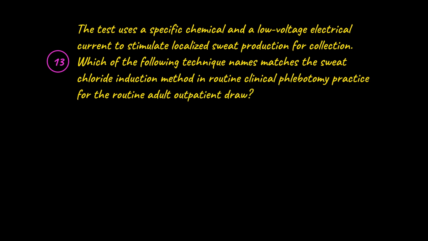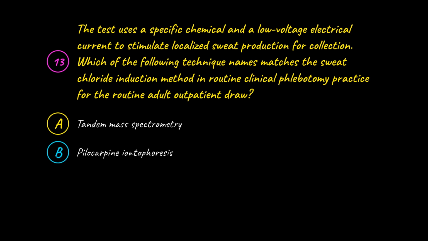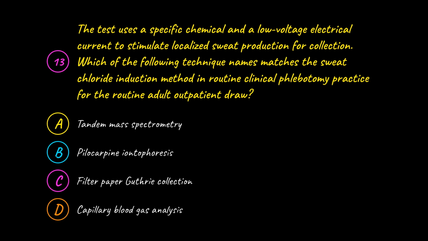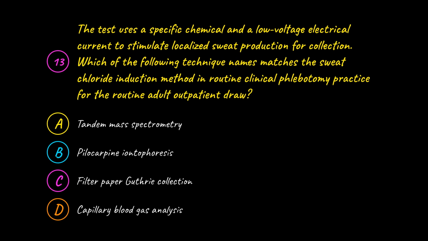Your options are A. Tandem mass spectrometry, B. Pilocarpine iontophoresis, C. Filter paper Guthrie collection, D. Capillary blood gas analysis. Pick one. Trust your gut. Here's your chance to test yourself.